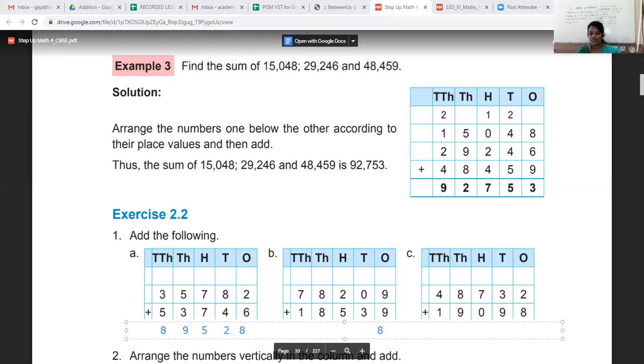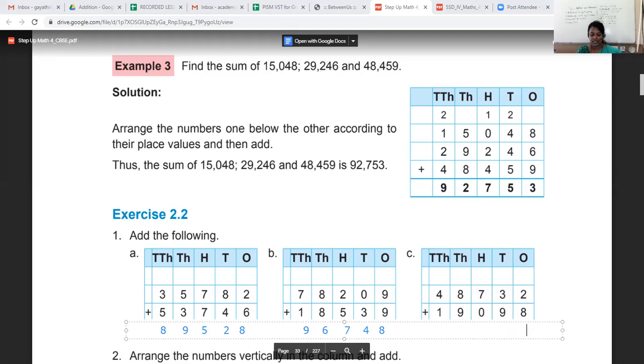We get 0 plus 3 plus 1, that is 4. 2 plus 5 is 7. 8 plus 8 is 16. 1 is carried. And 7 plus 1 plus 1 results to 9. So 96,748.